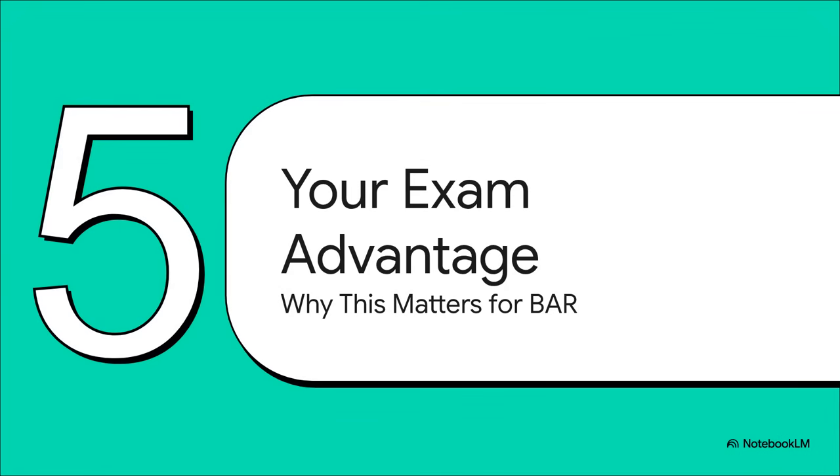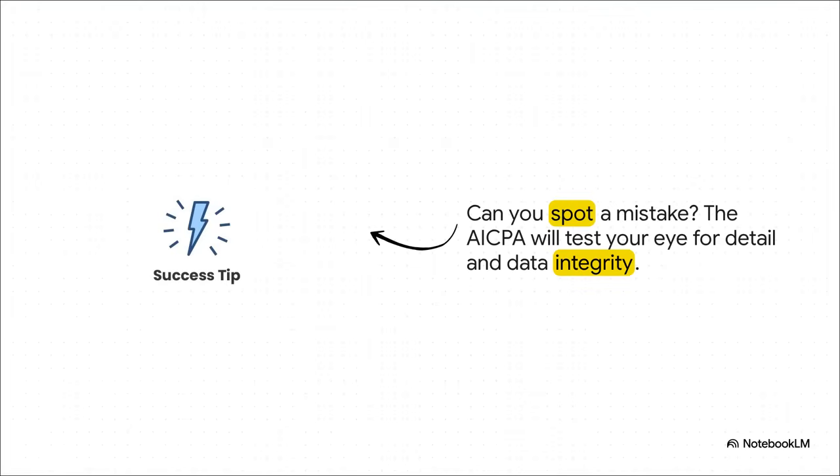Okay, let's bring it all home. Why is mastering all this stuff going to give you a major advantage on the bar exam? All right, listen up, because this is a huge tip for the exam. The AICPA is going to throw tables of data at you, and they want to see if you have an eye for detail. They are testing your data literacy. Can you spot an anomaly? Can you see when something just looks off, like a dollar amount sitting in a date field? You have got to pay super close attention to the data's integrity.